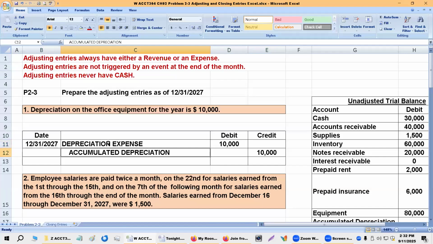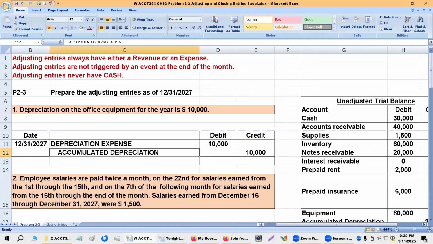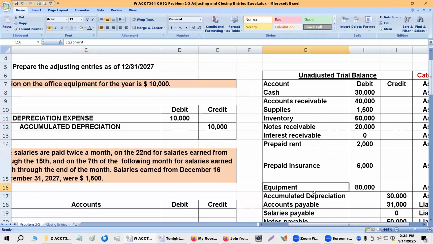Okay, now accumulated depreciation is kind of a wacky account. I just want to briefly talk about it. I'm sure you guys have done it in your other classes, but if you look down here, this is equipment. This is what we're talking about here. This equipment is the 80,000 is what we paid for it. This is the historical cost. And then we subtract out the accumulated depreciation.